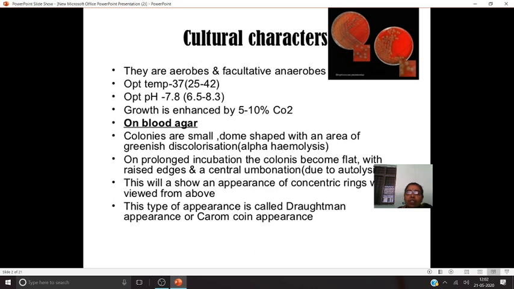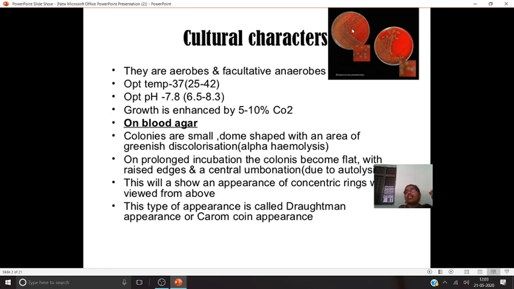This happens due to autolysis, meaning destruction of the cells and tissues by their own enzymes, by the lysosomes. Umbonation is happening due to autolysis. All these colonies appear as concentric rings when viewed from above, just like rings. This is called the Draughtsman appearance or coin appearance, just like a one rupee coin.